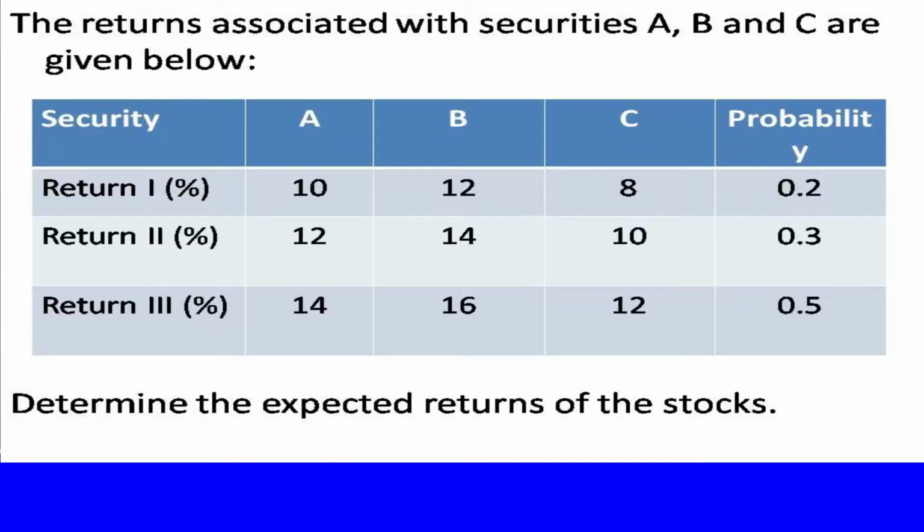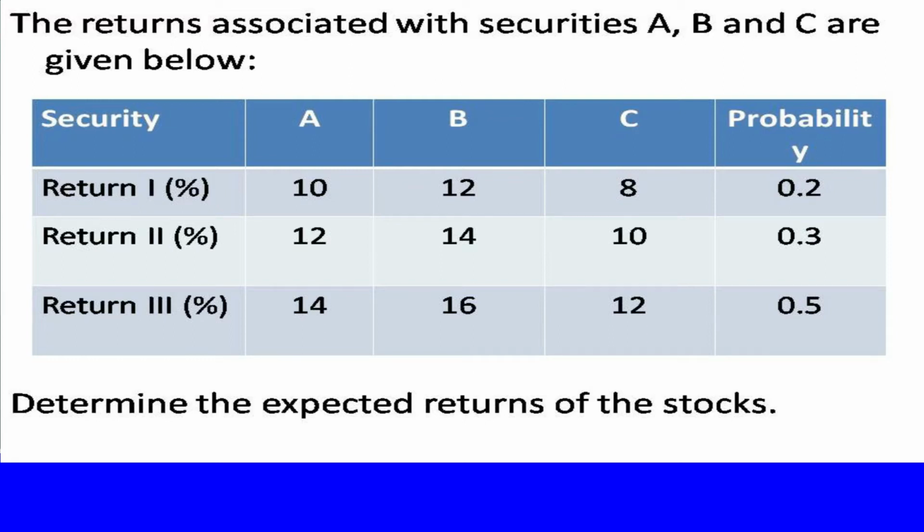I'll just put the columns nearby to have space. A, B and C, and the returns are 10, 12 and 14; 12, 14 and 16; 8, 10 and 12. The probability is 0.2, 0.3 and 0.5. So this is the question: determine the expected return of stock. That is the question they have asked.